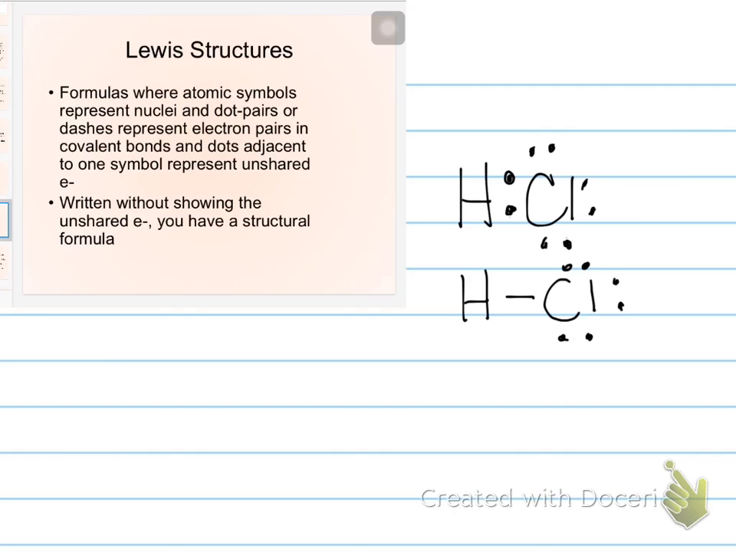So a couple, if you write this and you don't show all of these unshared electrons that chlorine has, what you have is just a simple structural formula. Again, if you're going on in chemistry, you're going to use structural formulas all the time. It's sort of the shorthand that chemists will use for compounds. But for now, we're going to show the unshared pairs. So let's just break down the anatomy of what we've just shown here.